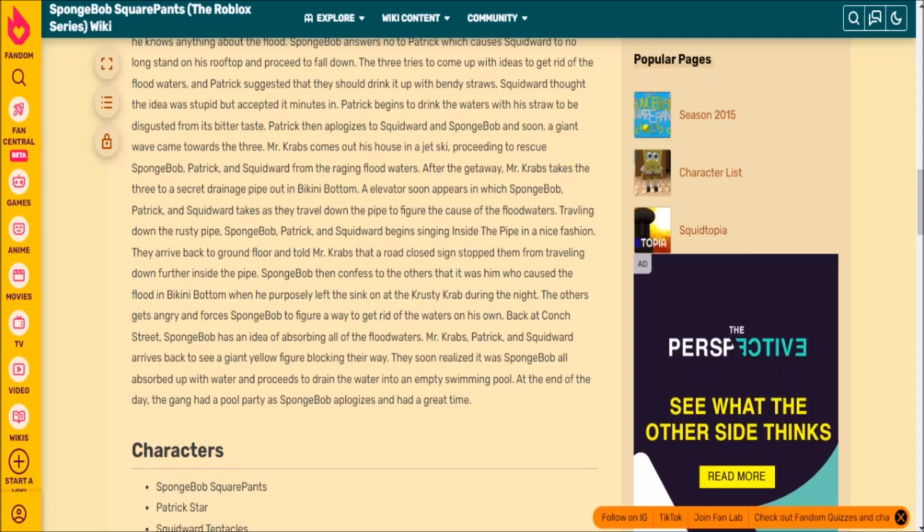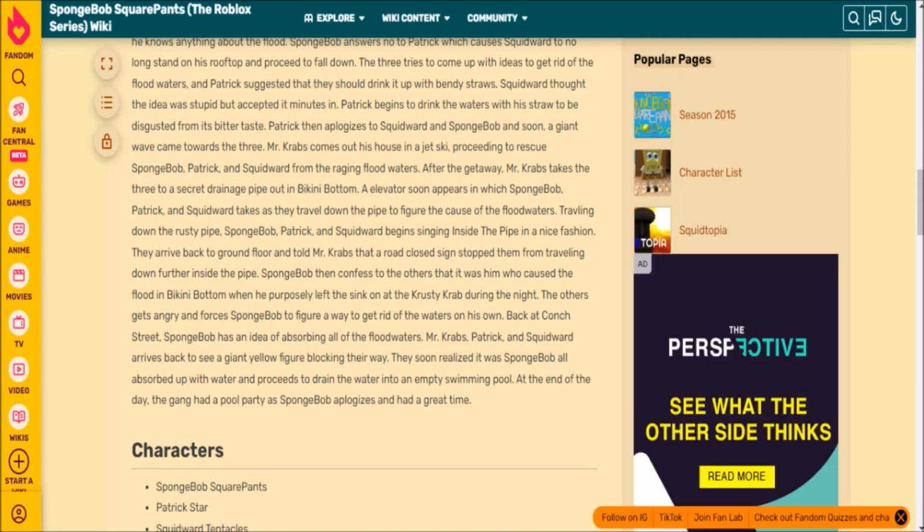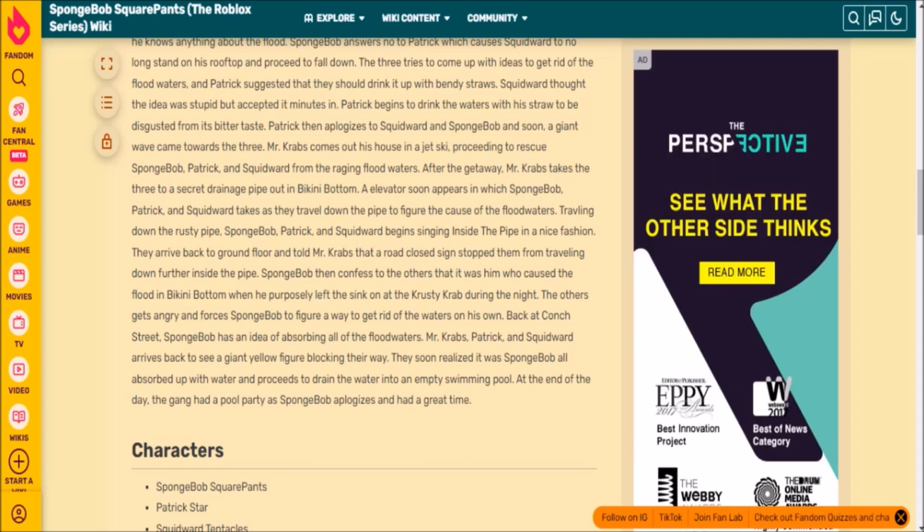Traveling down the rusty pipe, SpongeBob, Patrick, and Squidward begin singing inside the pipe in a nice fashion. They arrived back at the ground floor and told Mr. Krabs that a road closed stopped them from traveling down further inside the pipe. SpongeBob then confesses to the others that it was him who caused the flood in Bikini Bottom when he purposely left the sink on at the Krusty Krab during the night.